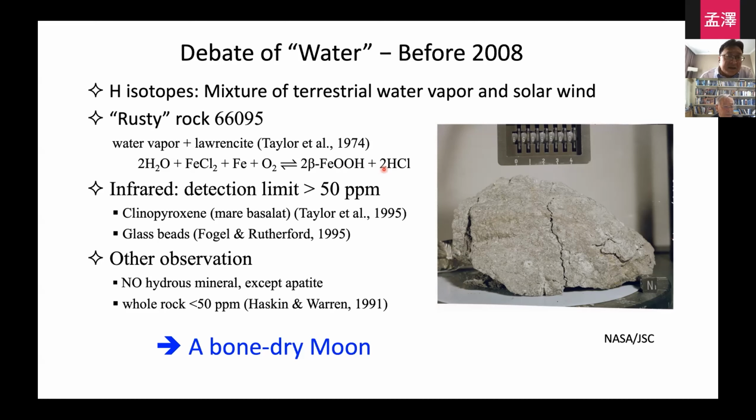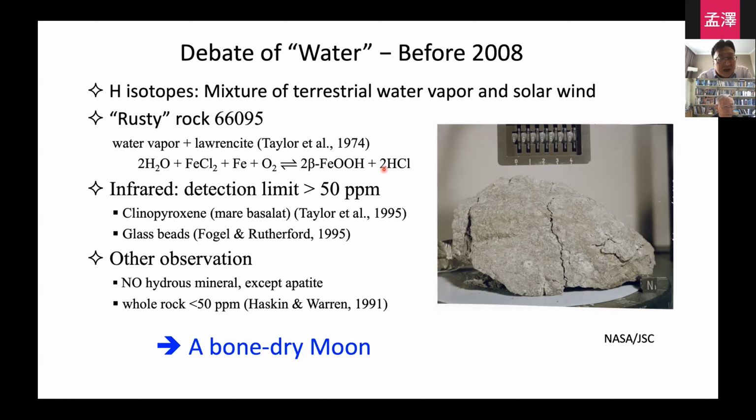Furthermore, some lunar materials, like clinopyroxene and glass beads, were also analyzed by infrared methods. However, in the 1990s, the detection limit for the infrared instrument was higher than 50 ppm. As I will show later, the water concentration is actually very low in the lunar materials. That's why in the early time, the infrared method could not detect water in these lunar materials.